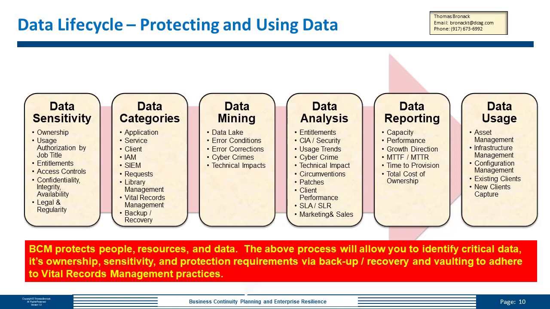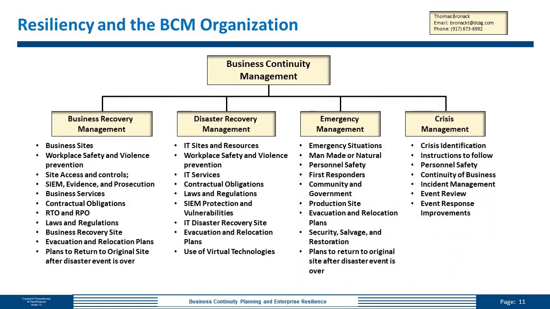Business continuity management protects people, resources, and data. The above process will allow you to identify critical data, its ownership, sensitivity, and protection requirements via backup and recovery and vaulting to adhere to vital records management practices. Business continuity management is divided into disciplines, each specializing in a specific area of recovery. These disciplines are listed in this slide, with the areas of responsibility provided below each discipline.